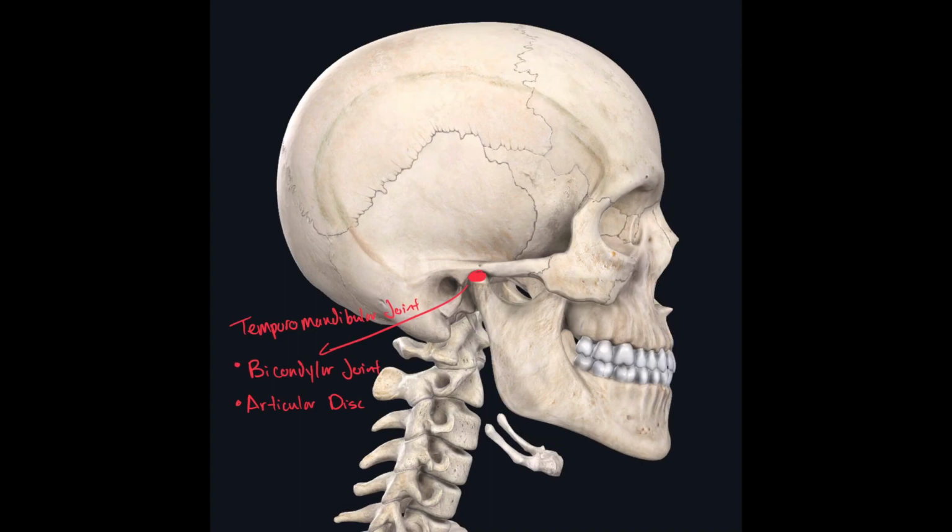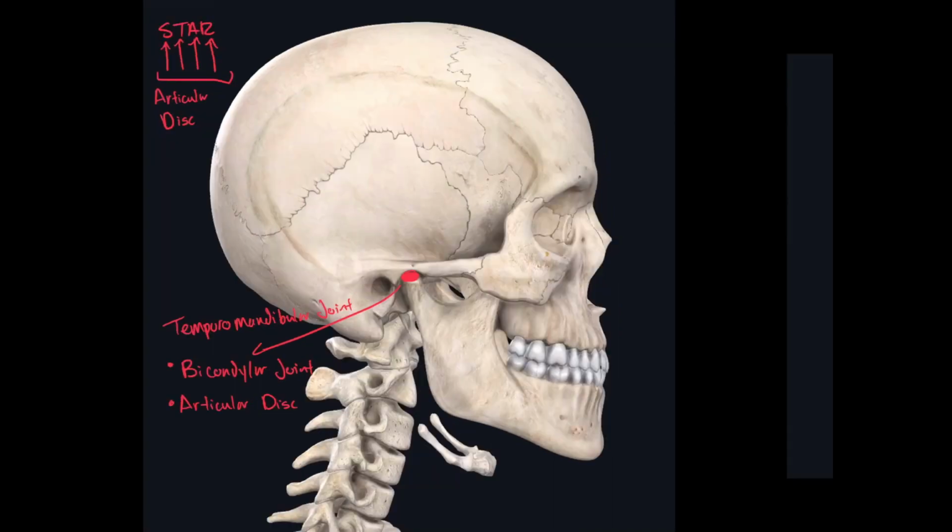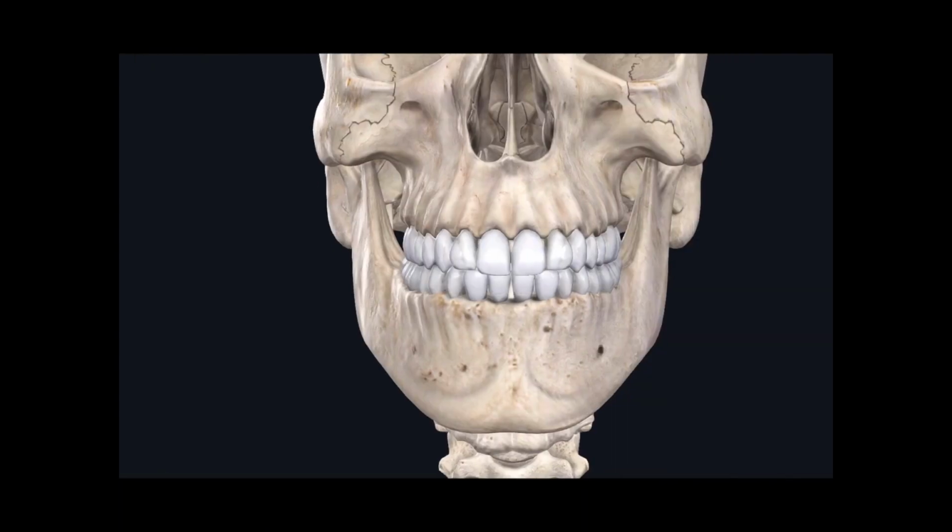Let me remind you the trick is going to be STAR, and it's going to stand for sternoclavicular joint, temporal mandibular joint, acromioclavicular joint, and the last one is radiocarpal joint. And all those together have articular discs. Moving on, we can see the next set of joints that we need to learn.